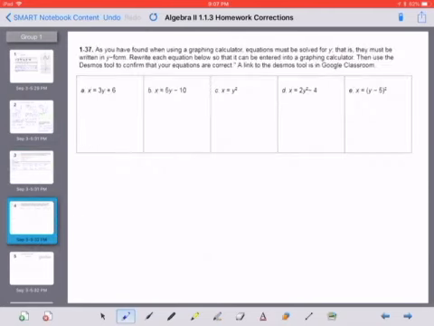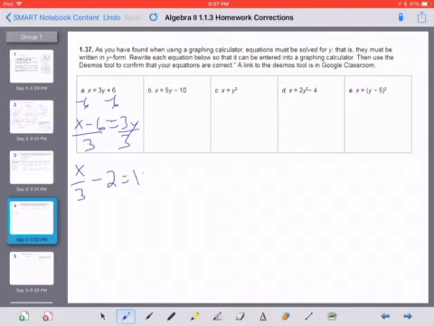Okay, problem 37. Have you found that when using a graphing calculator, equations must be solved for y? That is, they must be written in y form. Rewrite each equation below so that it can be entered into a graphing calculator. So we're basically just solving for y in each one of these equations. So in the first one, I have x equals 3y plus 6. So I'm going to subtract 6 from both sides. Now I have x minus 6 equals 3y. So then I'm going to divide by 3 and get x over 3 minus 2 equals y. And I could have rewritten it, y equals x over 3 minus 2. A couple other ways I could have written it.